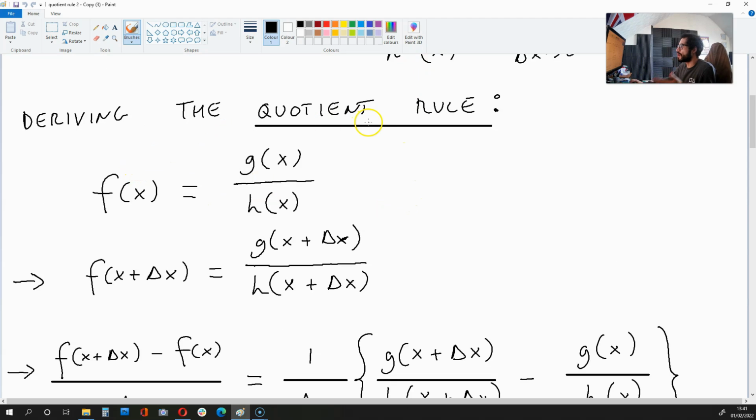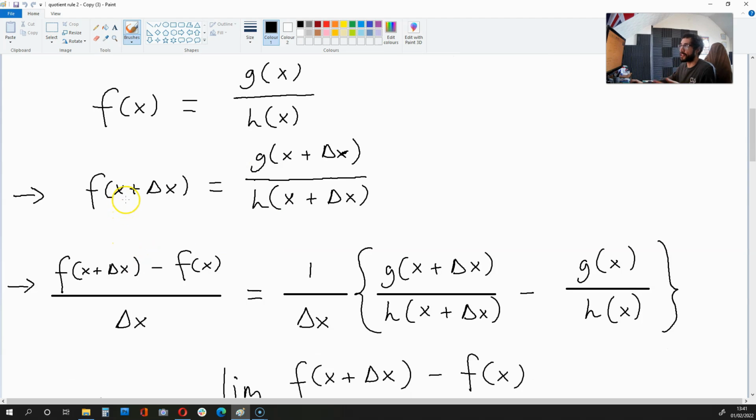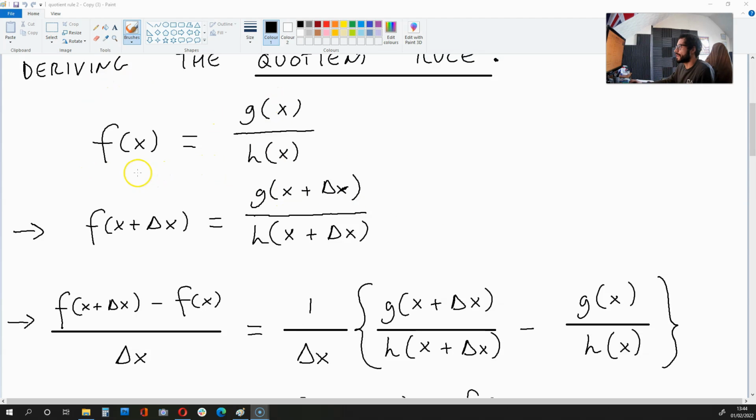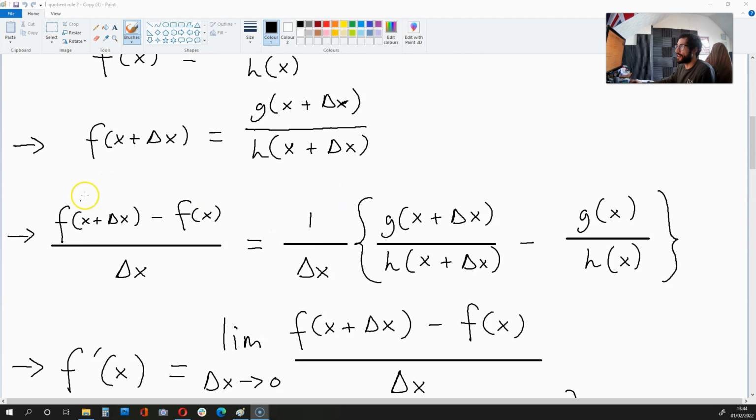So, deriving the quotient rule. In this case, the function of x is going to be g(x) over h(x). This means that the function of x plus change in x is going to be g(x plus change in x) over h(x plus change in x). Now, if these two statements are true, then this over here is going to be true.